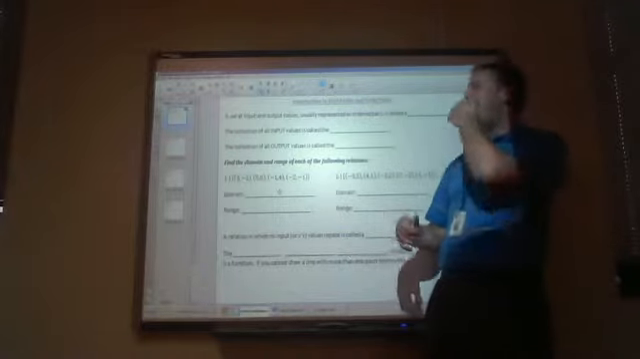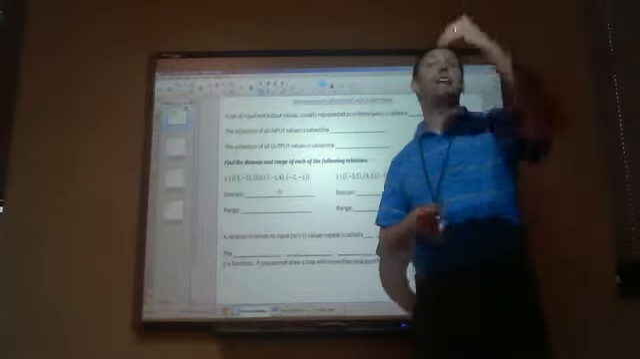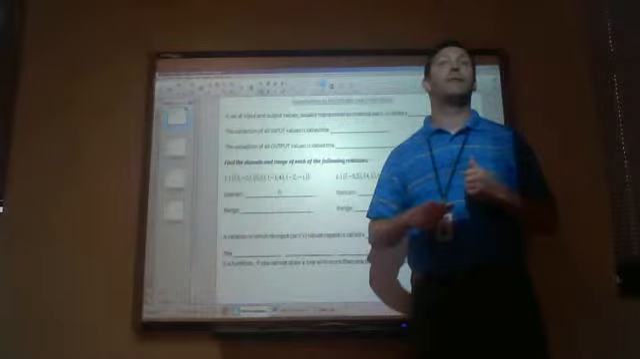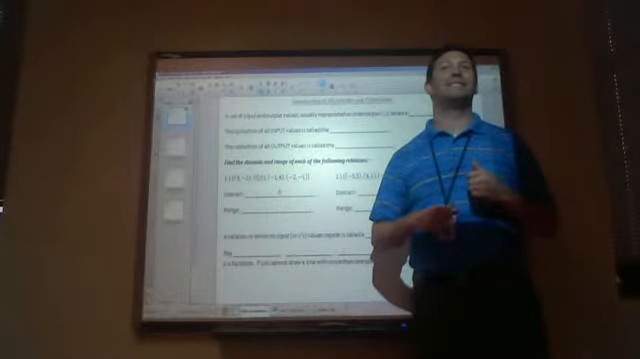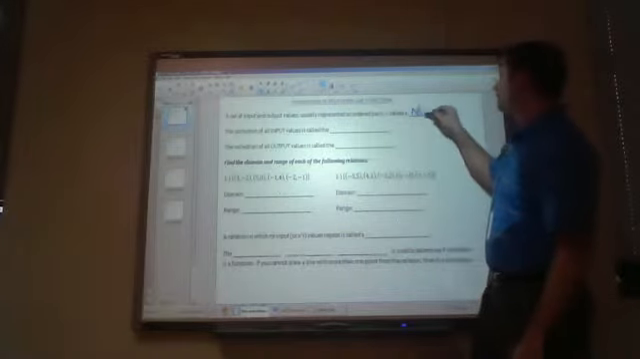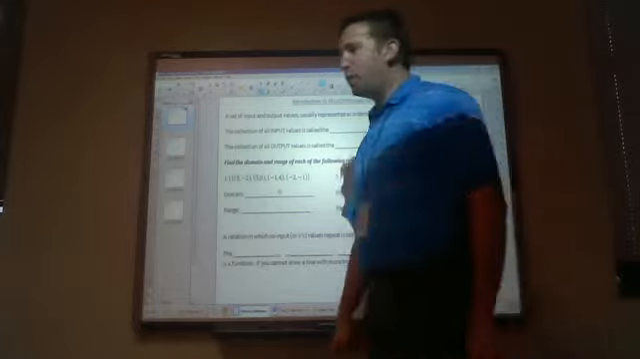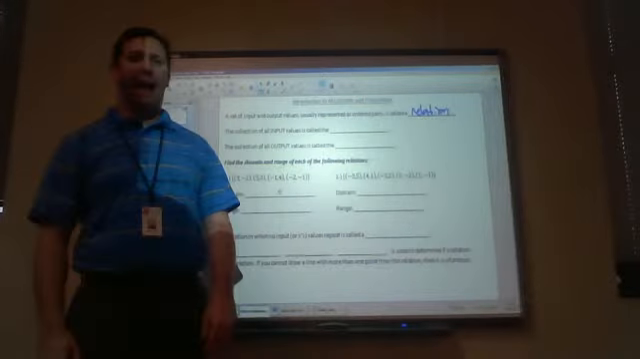A set of input and output values, usually represented as ordered pairs, is called a... We call it a relation. Relation. So we can relate input and output values.